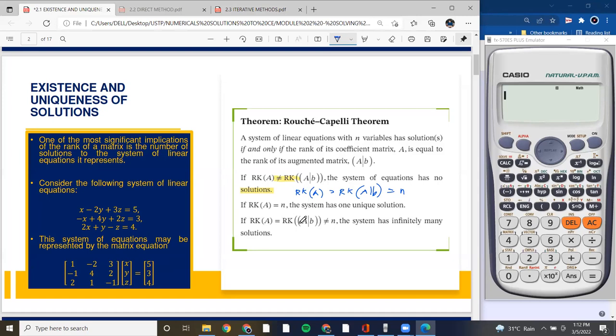And if the rank of A is equal to the rank of the augmented matrix, but the number of variables is not equal to the rank of the matrix, the system has infinitely many solutions.